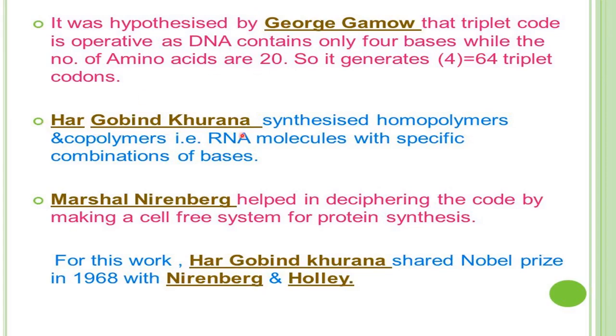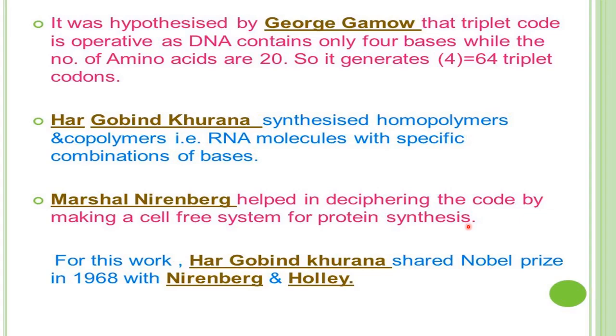After that, Hargobind Khorana also tried to give some experimental proof for it, and he synthesized homopolymers and copolymers of RNA molecules in the laboratory. Some were homopolymers, meaning having the same type of monomer units, and some were copolymers, having different types of monomer units with specific combinations of bases. Then Marshall Nirenberg also helped in the same process, by deciphering the code using a cell-free system of protein synthesis.